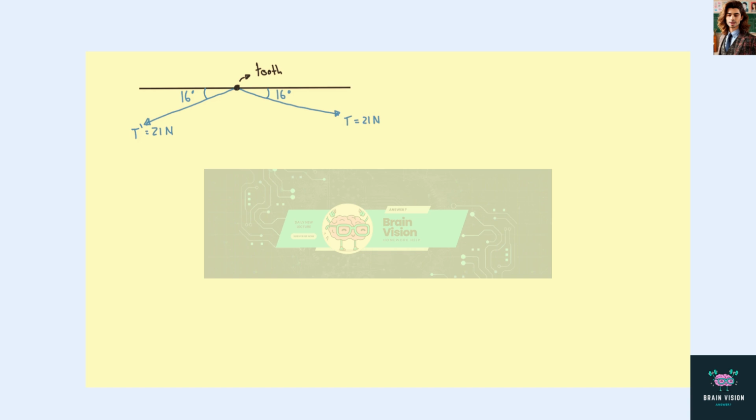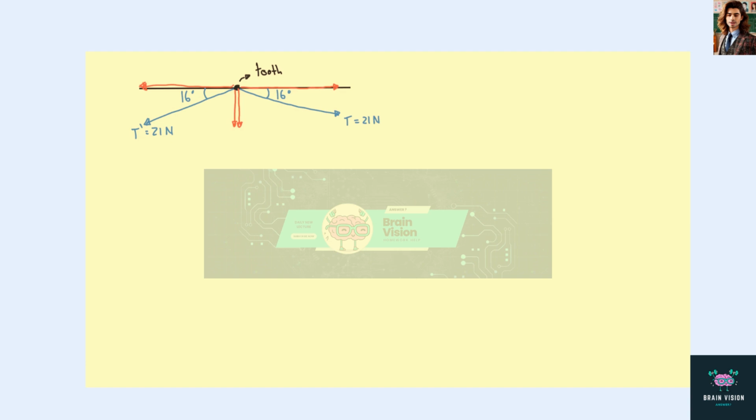So each of these forces, T and T prime, can be decomposed in two components. One component that goes like this, and another component that goes like this. As the two forces make the same angle with the horizontal and have the same magnitudes, the magnitude of this component is equal to the magnitude of this component, and the magnitudes of both vertical components are equal too.